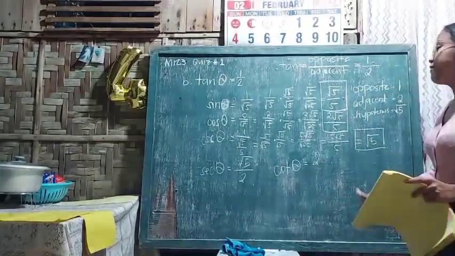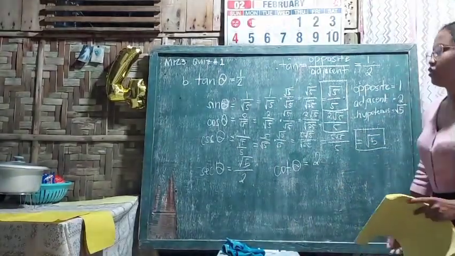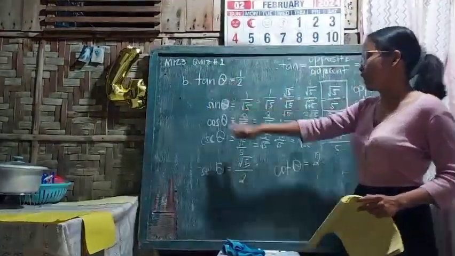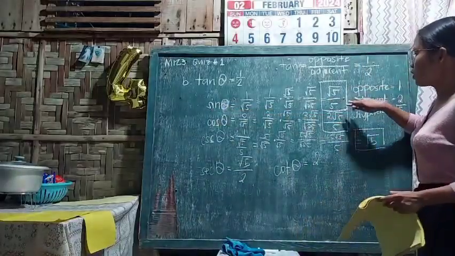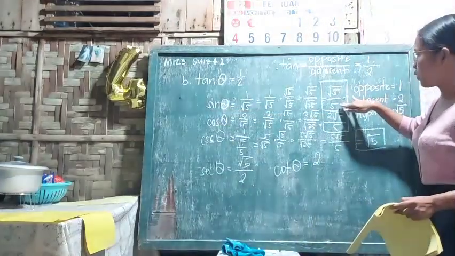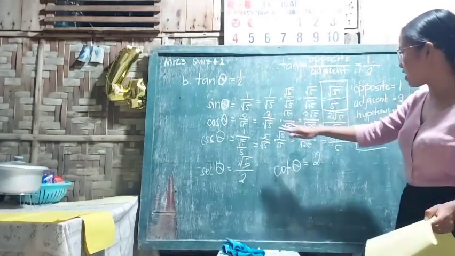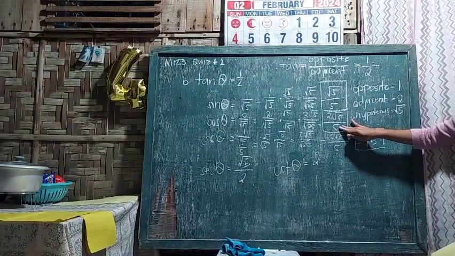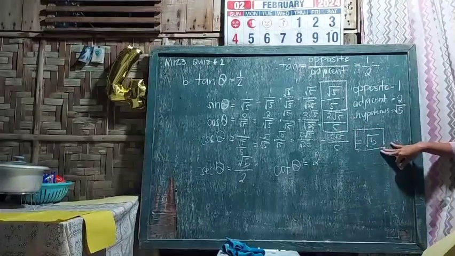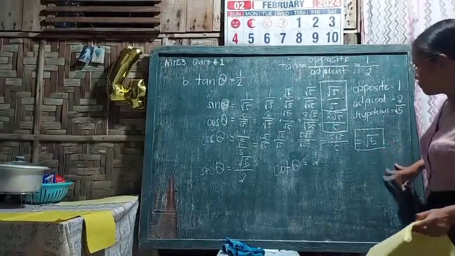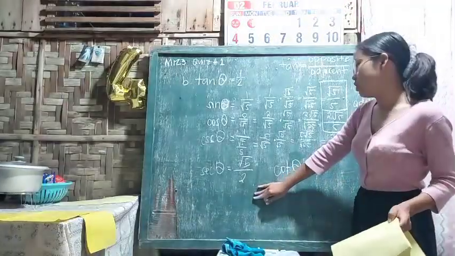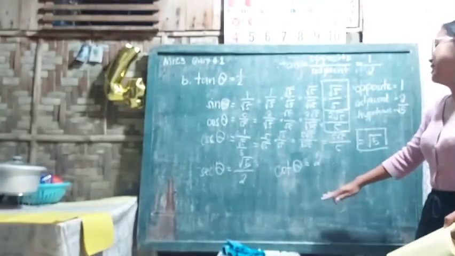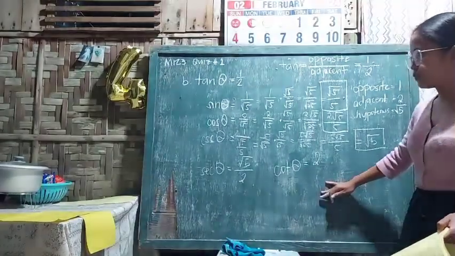So now we have our 6 trigonometric functions. The tangent, the given, is tangent theta equal to 1/2. Our sine is equal to square root of 5 over 5. Our cosine has the value of 2 square root of 5 over 5. Our cosecant has the value of square root of 5. Our secant is square root of 5 over 2. And our cotangent has the value of 2.